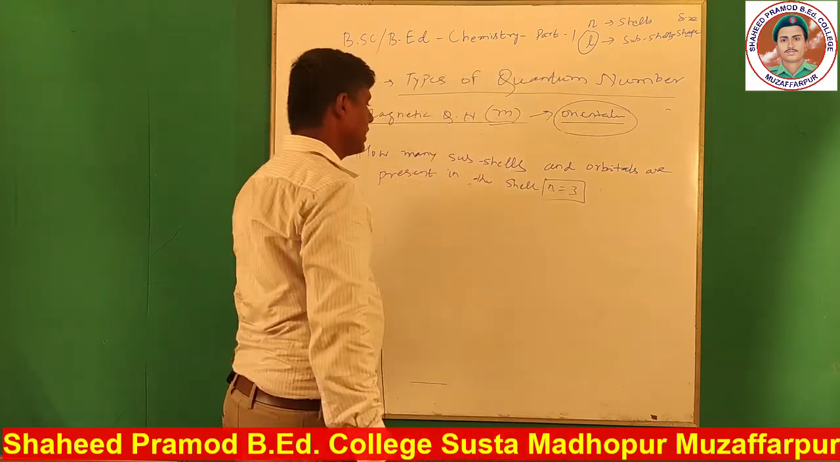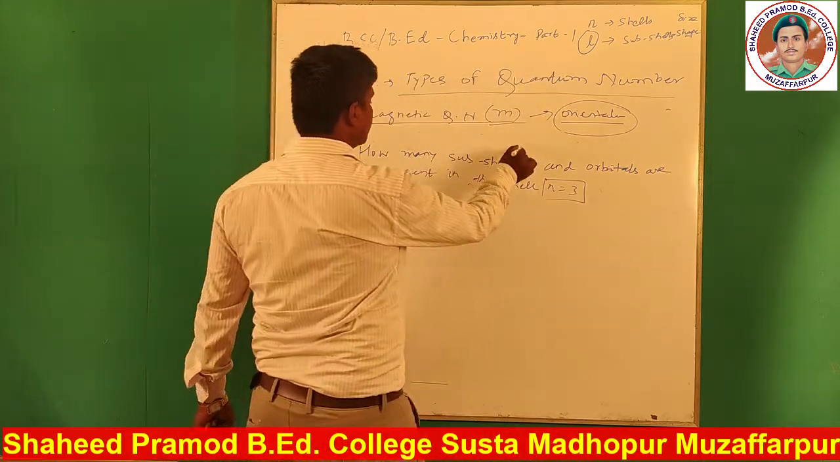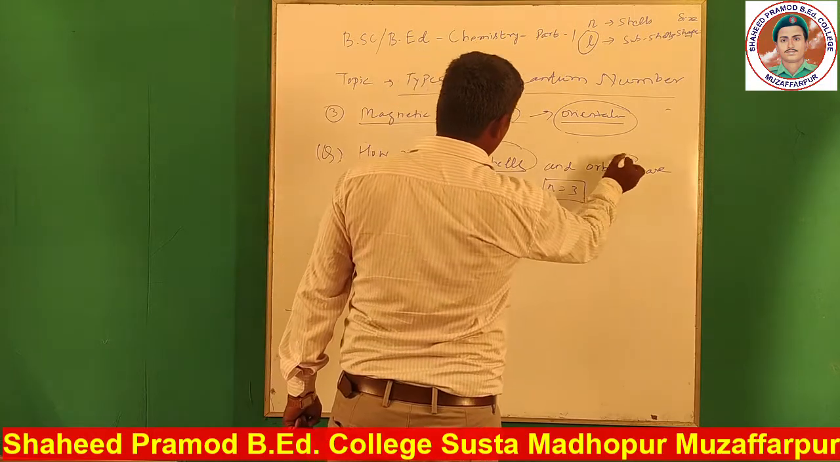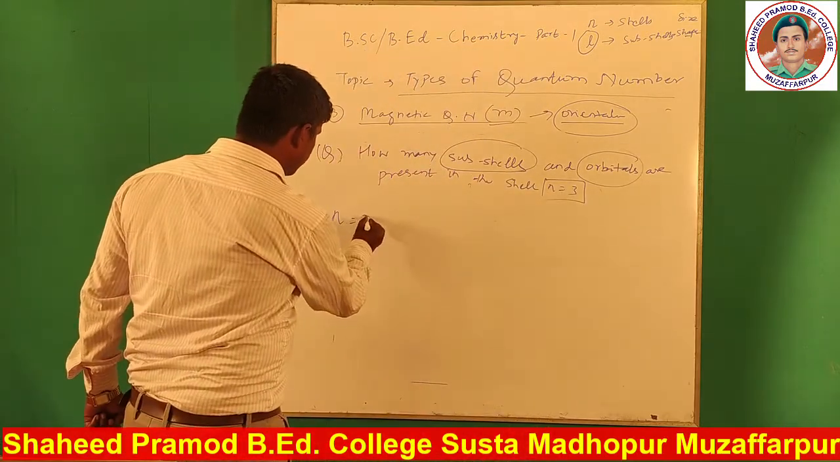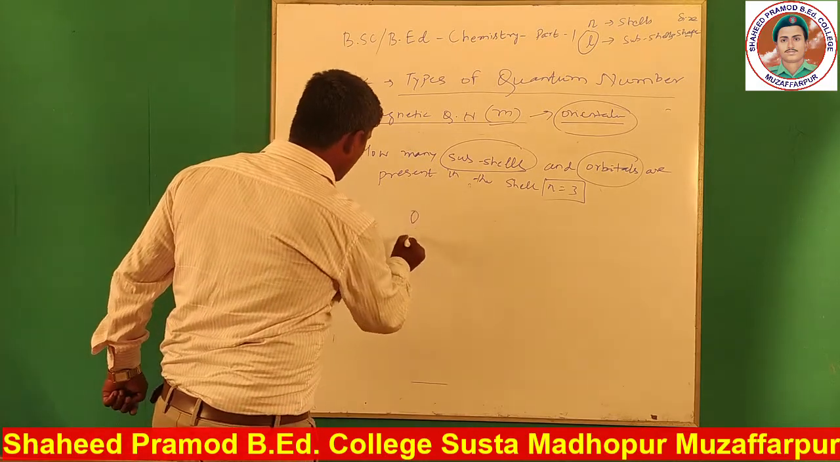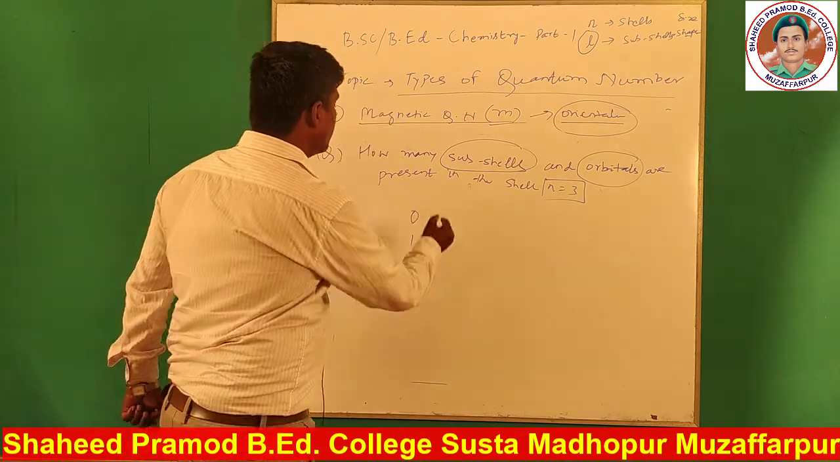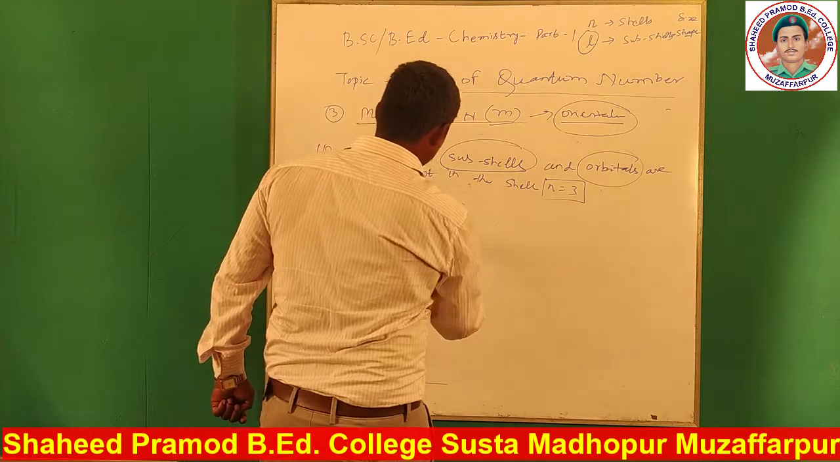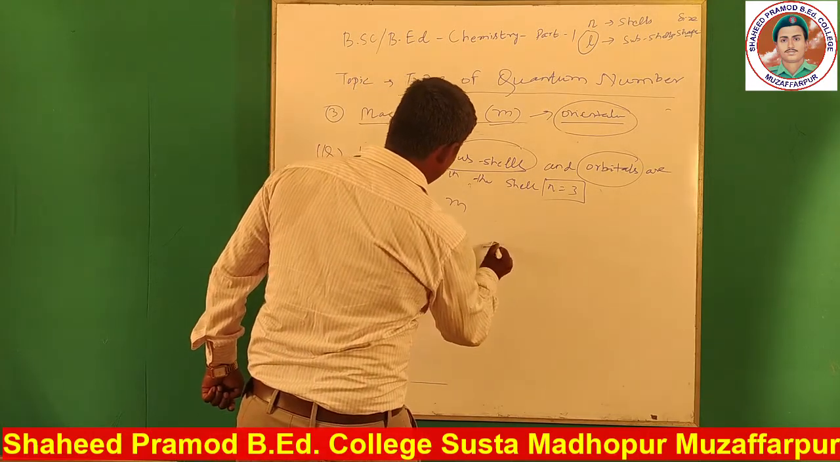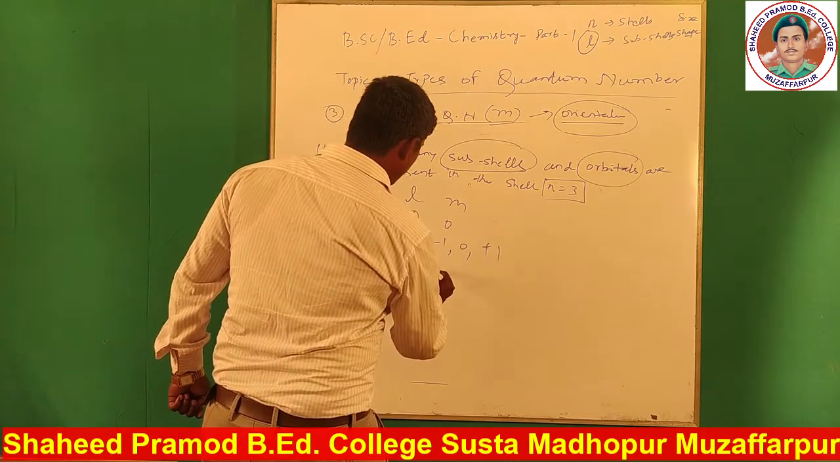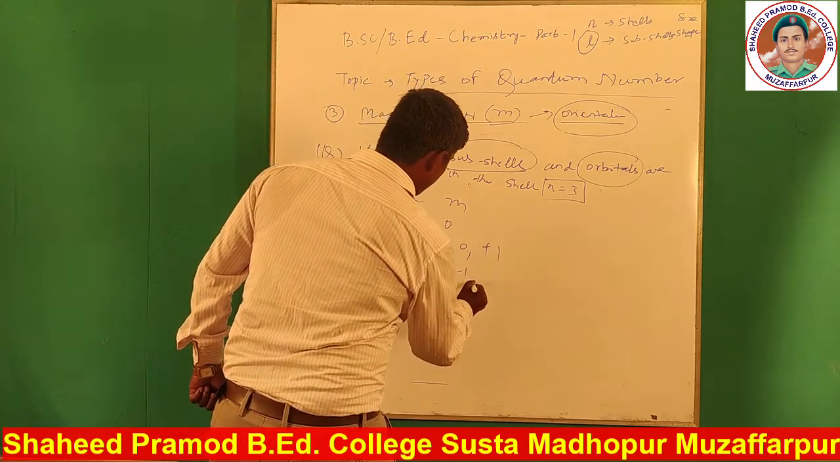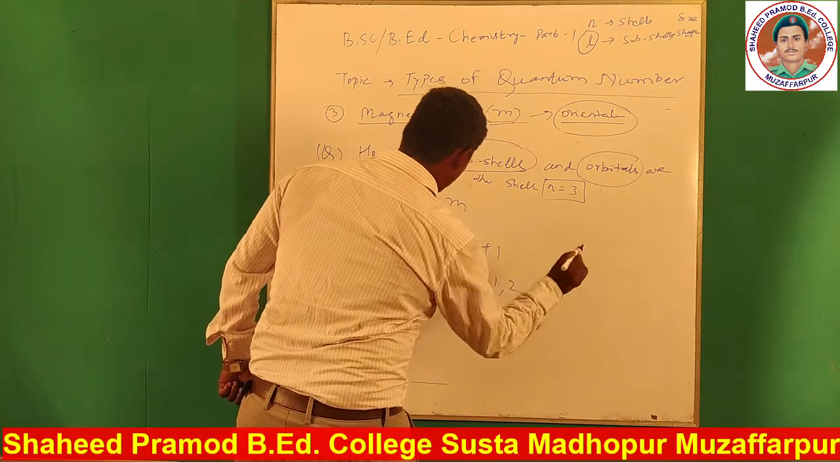For n is equal to 3, we have to find out the number of subshells and the number of orbitals. This is the question. So we have to draw a table for n is equal to 3. The value of L will be 0, 1 and 2. The value of m will be 0, then minus 1, 0, plus 1, and the value of m for L is equal to 2 will be minus 2, minus 1, 0, 1 and 2.